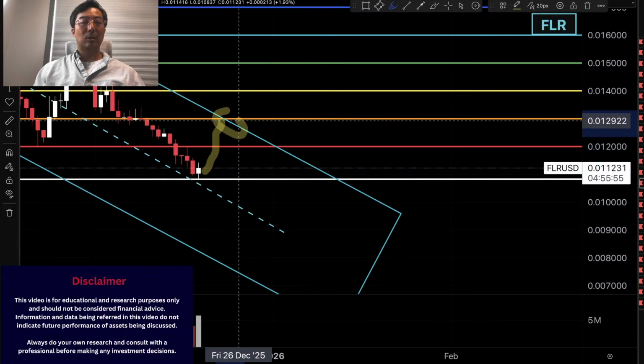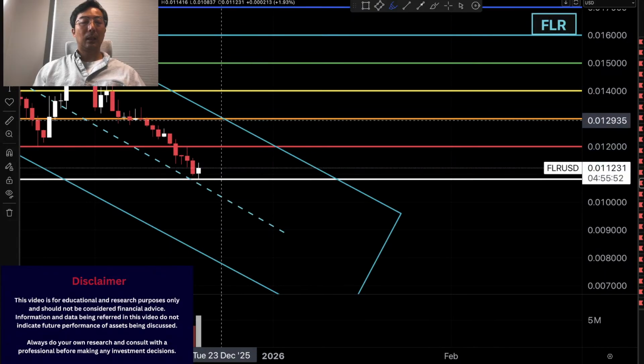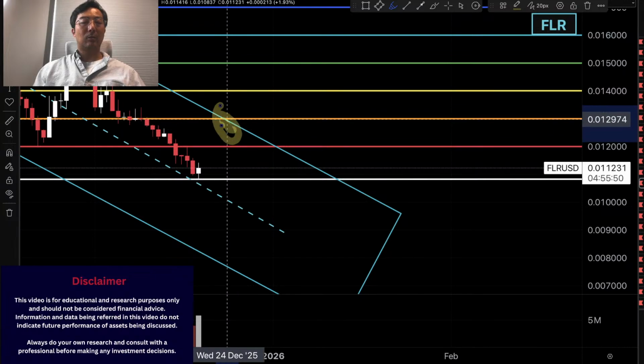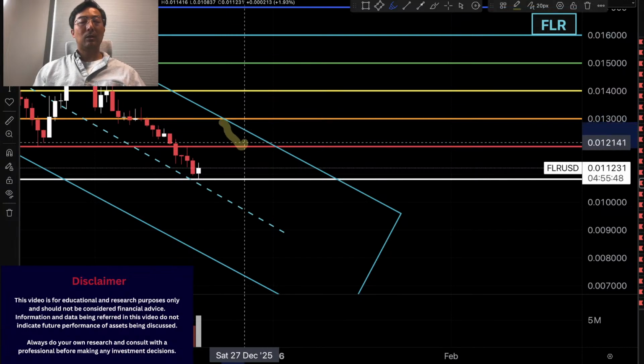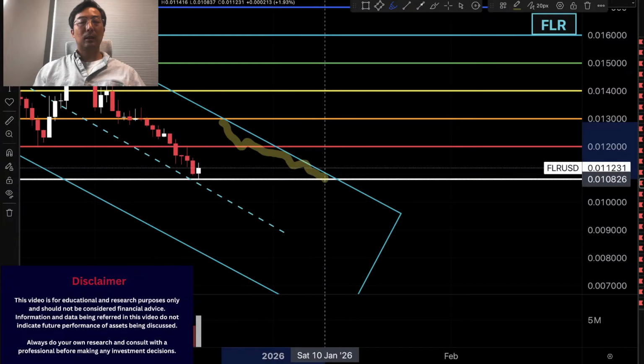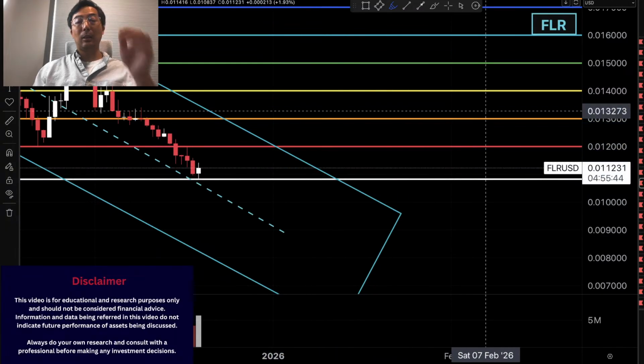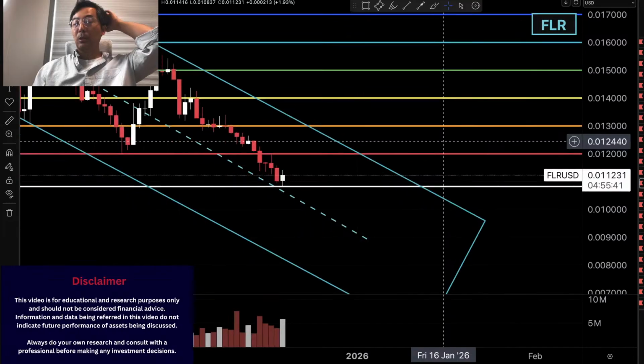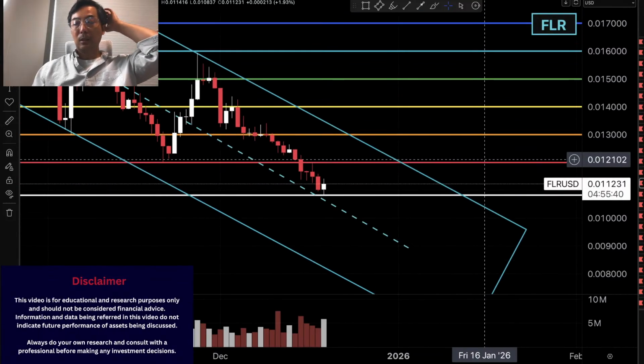Okay, if it's the orange key level, then it may get rejected. You know, that's somewhere around Christmas, and then it may get rejected or just travel along the ceiling of the air hockey table or this blue trend channel box.